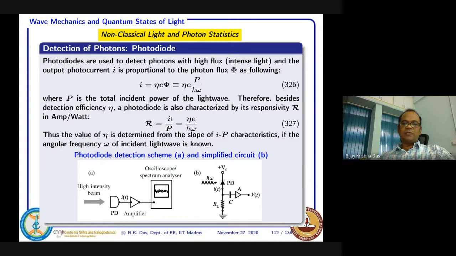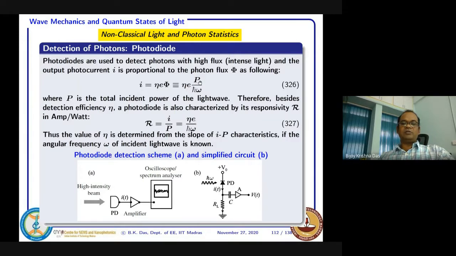That is nothing but how much current you are getting per milliwatt of power. That means you normalize it to power, that means I by P, where P is the input to your photodetector and I is the output. So that ratio I by P, if you try to find, in terms of eta you get eta times e over h bar omega.